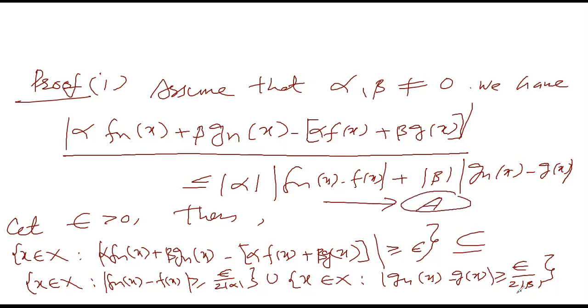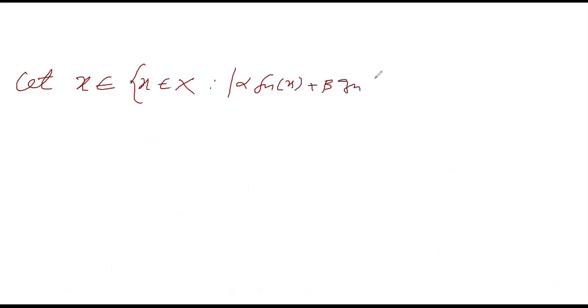Capital A. So I will use this inequality. I will show that this is a subset of this union. So let's choose x. Let x belong to this set: the set of x belonging to X such that mod of alpha f_n x plus beta g_n x minus alpha f x plus beta g x is greater or equal to epsilon.